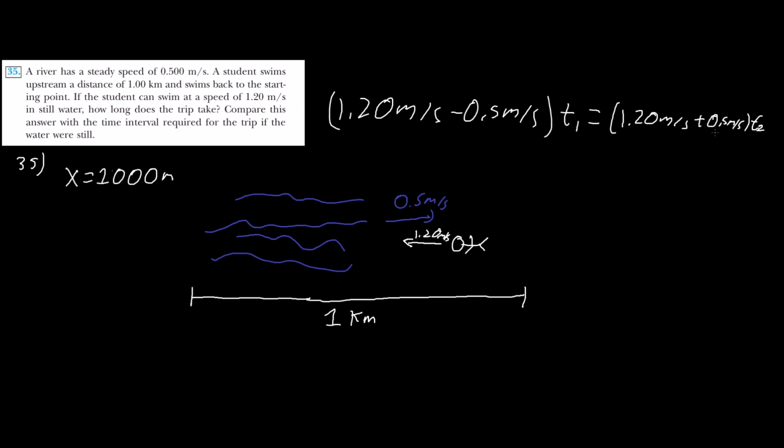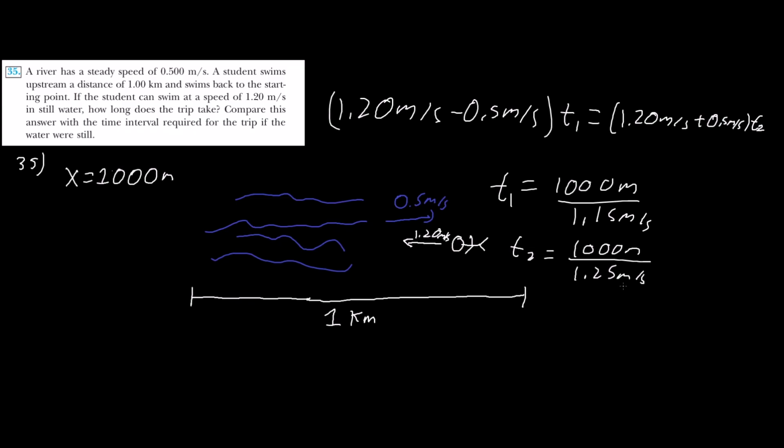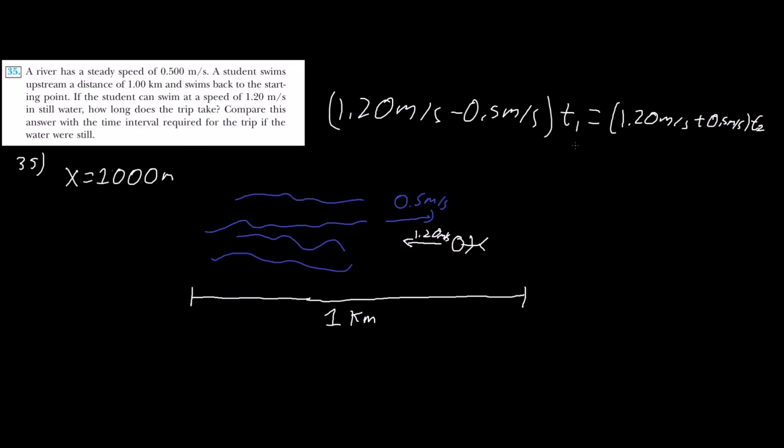Okay, well, let's do this. Let's say that T1 is going to be 1 kilometer, 1,000 meters, divided by 0.7 meters per second. That's the difference of their speeds, and that's going to be T1. T2 is going to be the same thing, except this is going to be 1,000 meters divided by 1.70 meters per second.